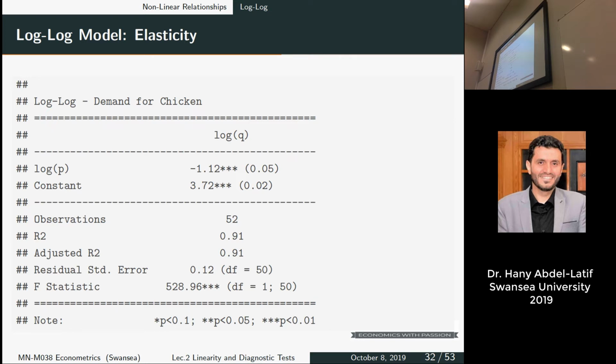But how much is that change? So if the price changed by 1%, you remember this is log, then what's going to happen to the quantity demanded or bought of chicken? Is it going to increase or decrease? It's going to decrease. The sign is negative, so we know that. So it's going in the opposite direction. So when the price increases by 1%, then the quantity demanded of chicken will drop or decrease by?